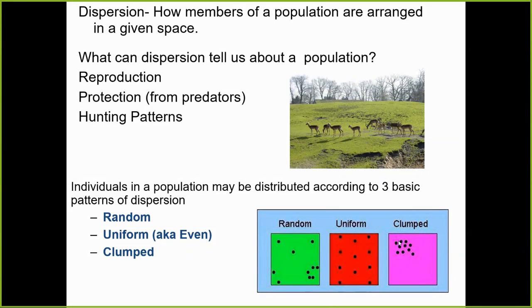And then we have clumped. Obviously, again, we have our same 10 dots here in the clump picture, but they're all grouped together, kind of like those penguins were, okay? So whether animals disperse themselves randomly, uniformly or evenly, or in a clump, either way, that is going to tell us something about these populations of animals.